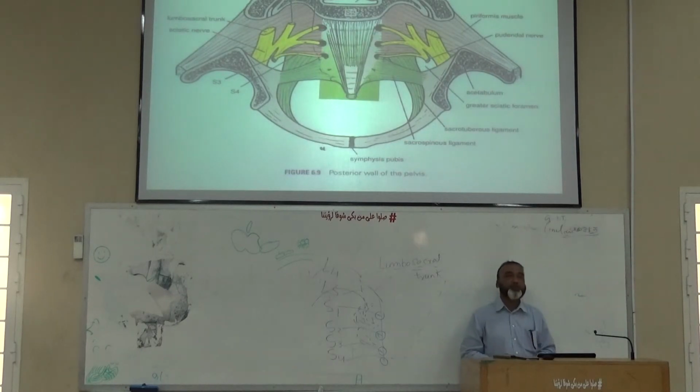This diagram shows the relation of these structures. This is the piriformis muscle, and anterior to the piriformis muscle, and further anteriorly in the midline, we have the rectum, and then on each side we have the internal iliac vessels.